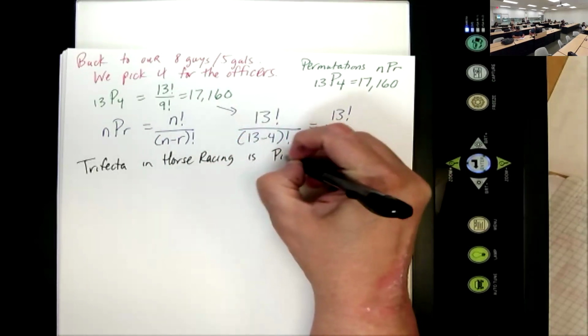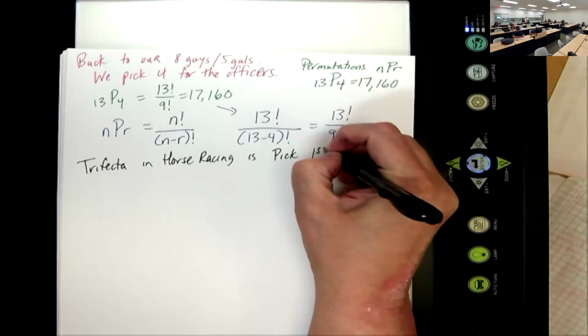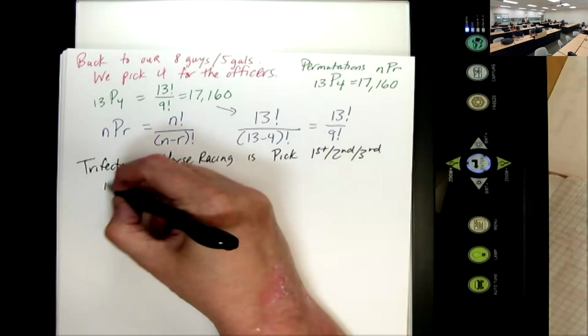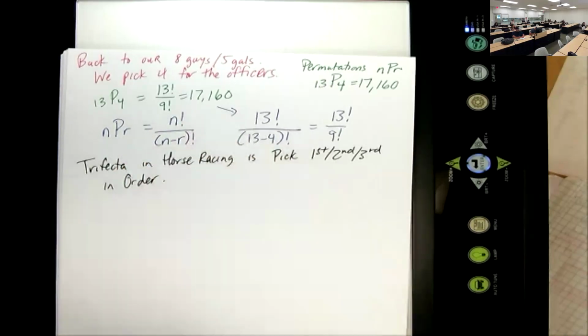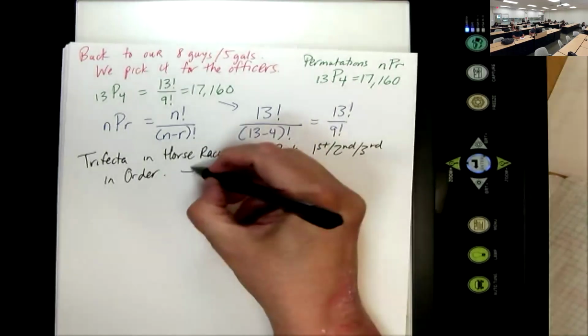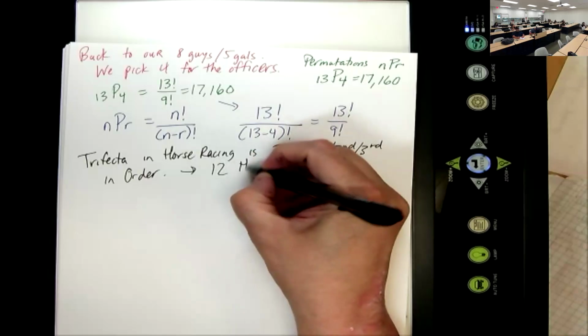A trifecta is where you pick first, second, third in order. Not the top 3 horses that place, but what order they placed in. Now, generally, they have 12 horses on the track.